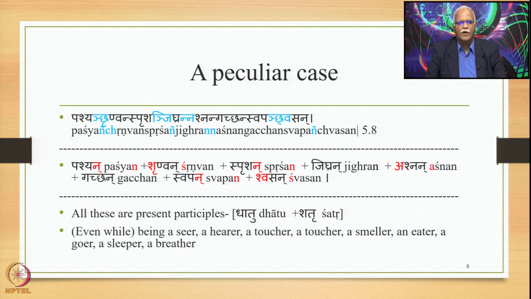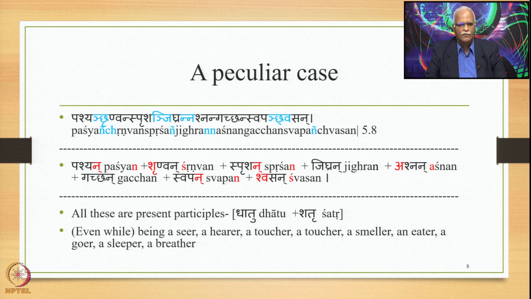So, if this is to be split, we need to know the proper rules of sandhi, what would be the outputs and what would be the inputs. Here we have marked four: this ya cha, this ya ja, na na, and once again ya cha. These are the outputs, and we know how these outputs are arrived at and what the input is.